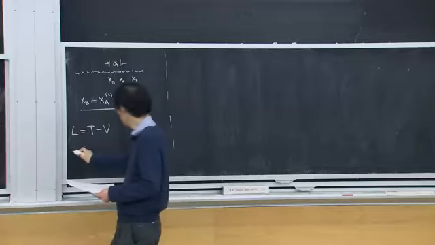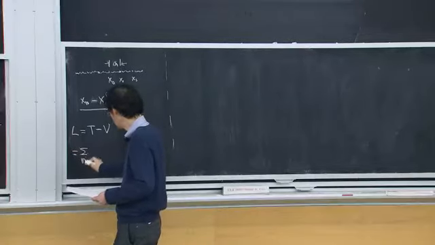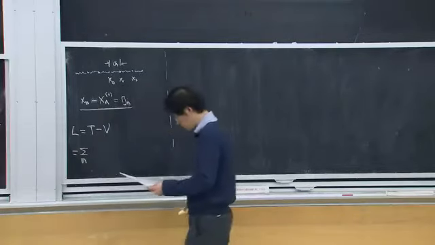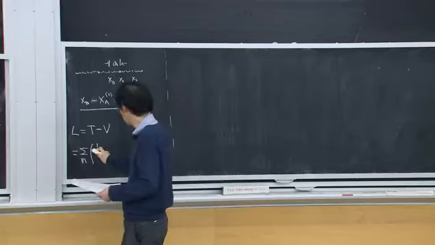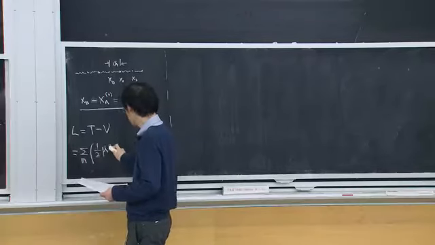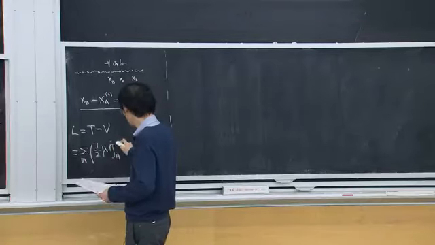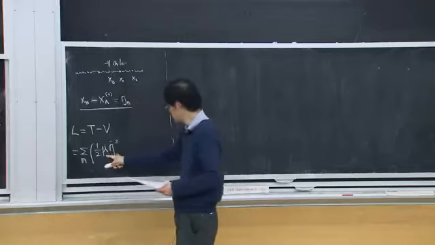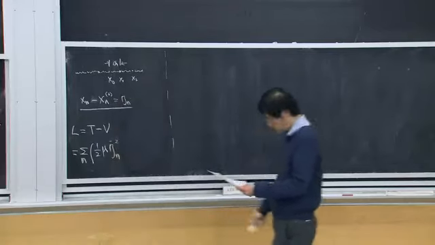So we can just write it as a sum over n, over all particles. And then let's assume they have the same mass. Let's write mu eta n dot squared. Okay, so this is the kinetic term. So mu is the mass of each particle.